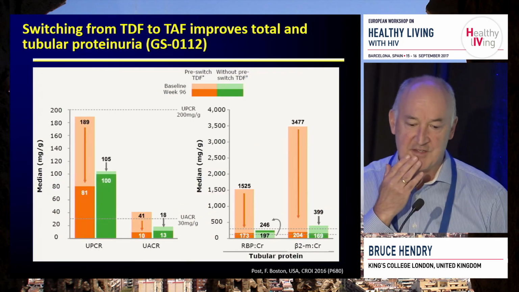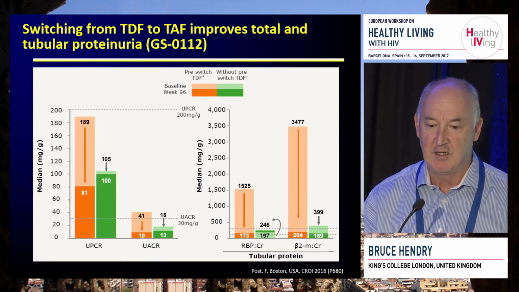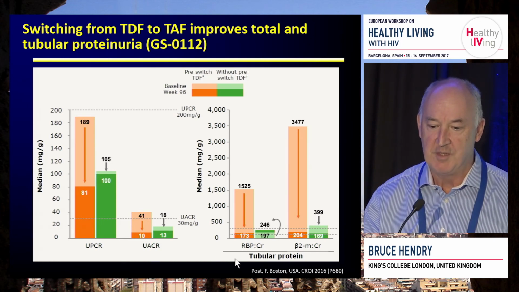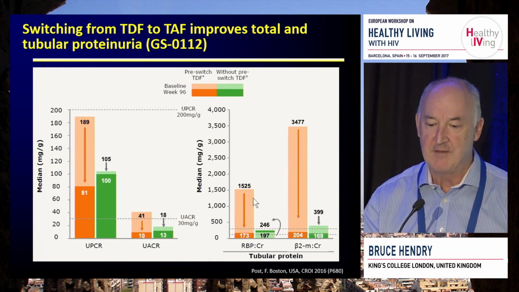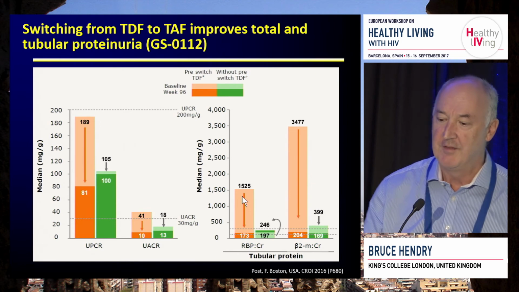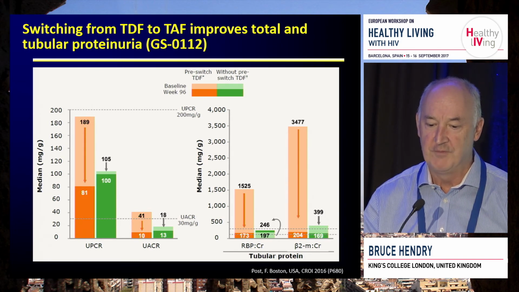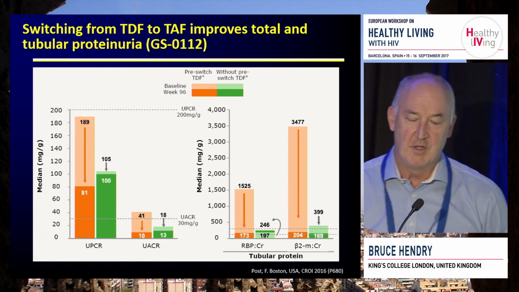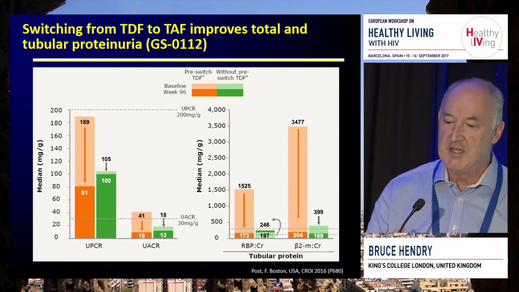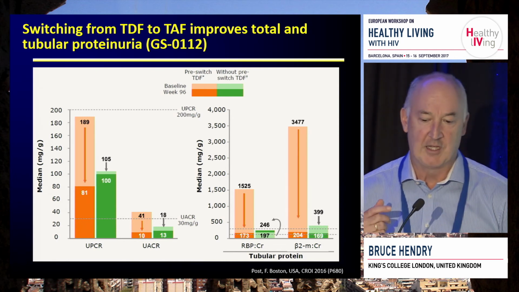The biomarker data is actually fascinating. It's a very busy slide, so I'm just going to concentrate on one thing only here, which is this column called RBP. If you're on TDF, you tend to have raised RBP in the urine. That represents tubule stress. There is an inability to reabsorb low molecular weight proteins. And if you switch TDF to TAF, you can see that falls dramatically, 1525 down to 173. So the TAF switch from TDF removes the TDF stress on tubule reabsorption of low molecular weight protein.